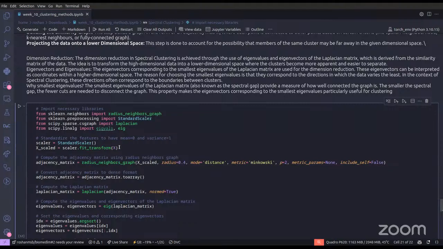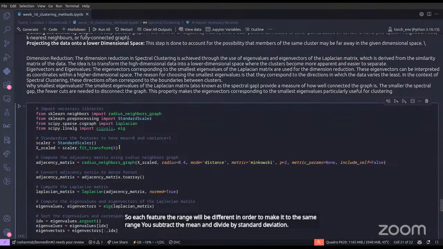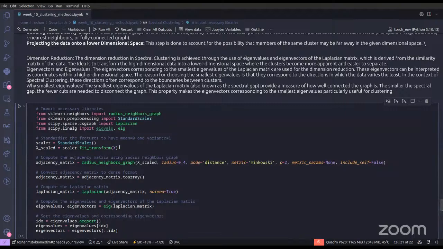So each feature, the range will be different. In order to make it the same range, you subtract the mean and divide by standard deviation. That was the intuition behind it, right? Okay.